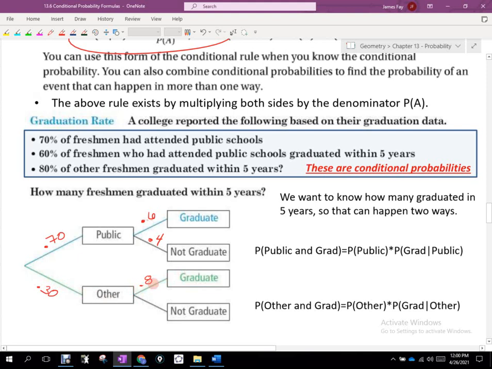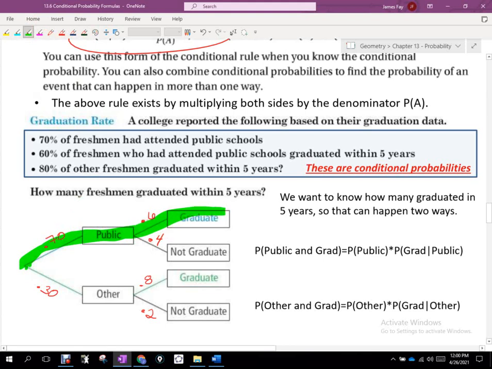So that should be 0.8 there. So what would this other, that not graduated, be? 0.2. Okay? Now remember what the question was. It was the number of freshmen. How many freshmen graduated within 5 years? Okay? So basically, as we go down through this, we'd be looking at that amount graduated, right?